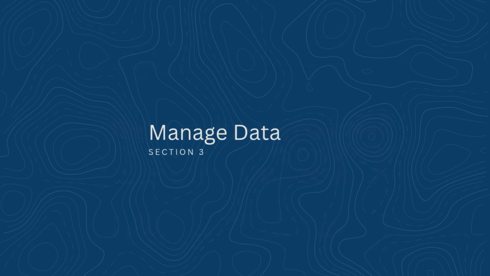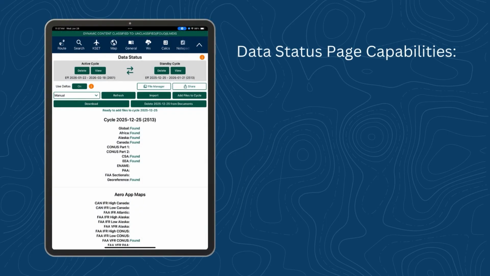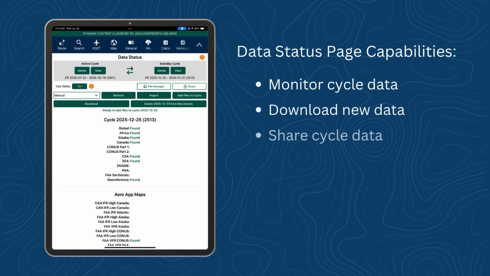Welcome to Section 3 of the Getting Started series. In this section, we'll walk through how to manage your data in Aero App. We will begin with an overview of the Data Status page. The Data Status page allows you to monitor the status of your cycle data, download new data, and share data with other members of your crew. From this page, you can also delete an entire cycle data or delete them individually through File Manager.